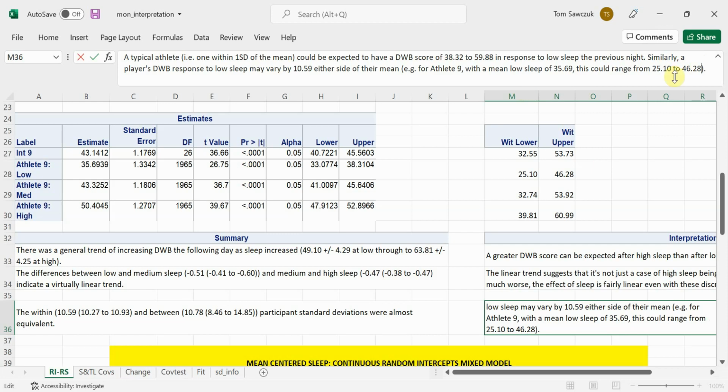And you can see how there's a really big difference in the values that you can then expect from athlete 9 compared to the mean. So for athlete 9, we'd expect anything from 25 to 46, whereas between athletes, we'd expect 38 to 59. So athlete 9 could actually be a low responder from a typical response to low sleep, or could actually be deemed a low responder at the between athlete level within their typical range. And this is where the within athlete becomes really important.